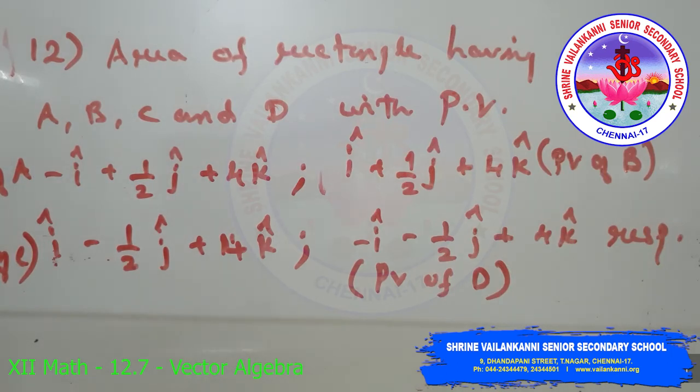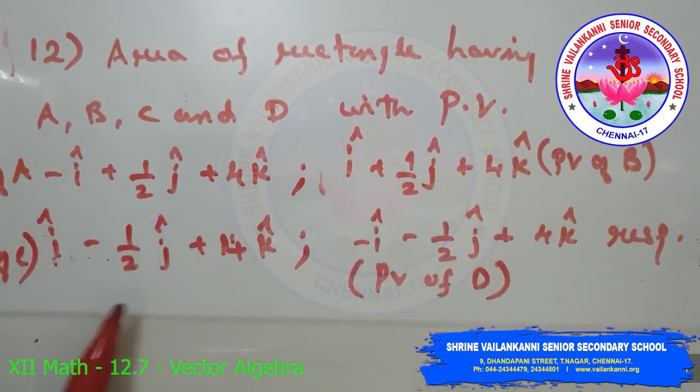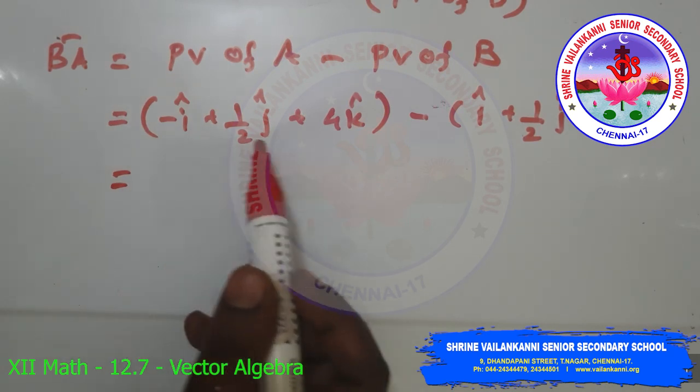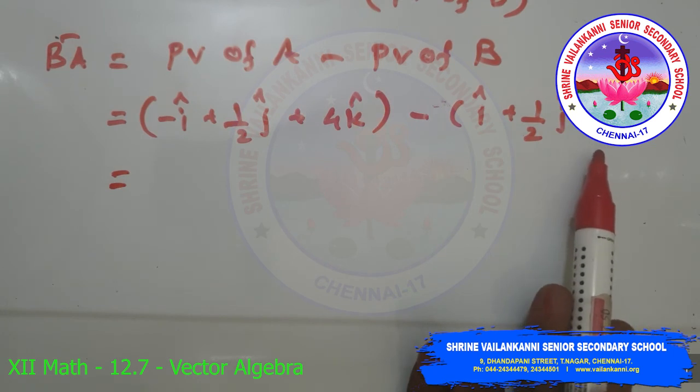12th question, area of a rectangle having vertices A, B, C and D. Here the position vectors of A, B, C and D are given. We need to find the area of the rectangle. So the magnitude of BA cross BC. BA is position vector of A minus position vector of B. So (-i + half j + 4k) minus (i + half j + 4k).